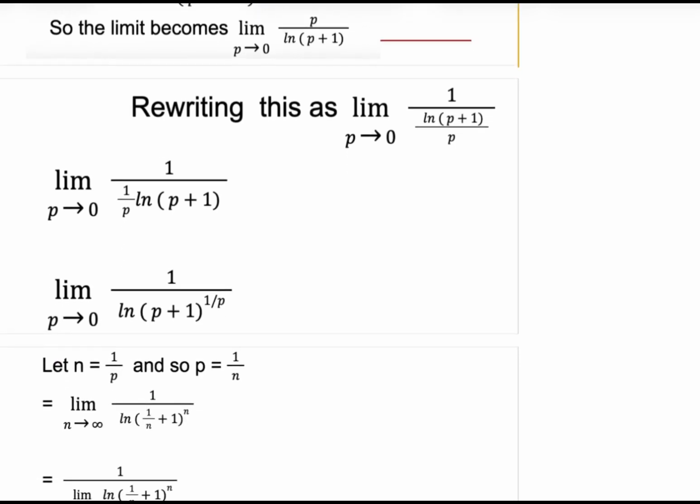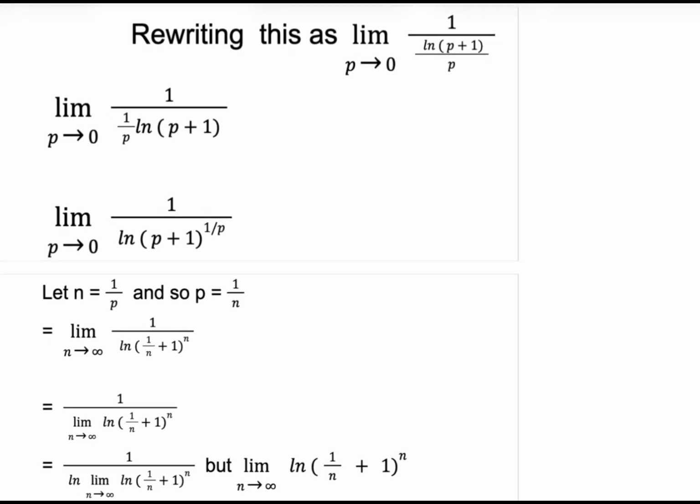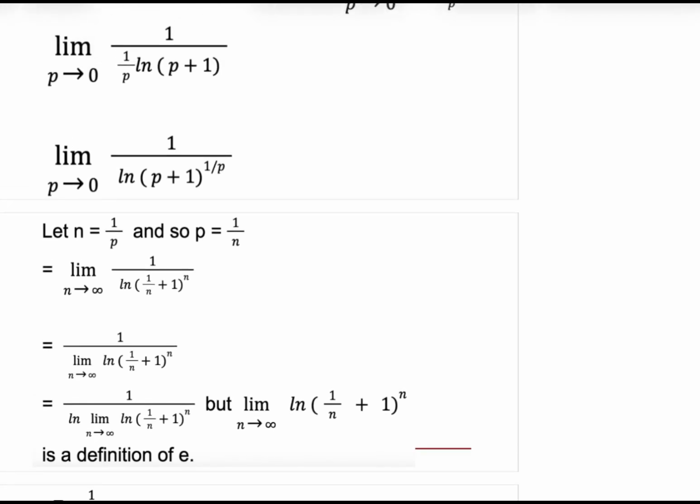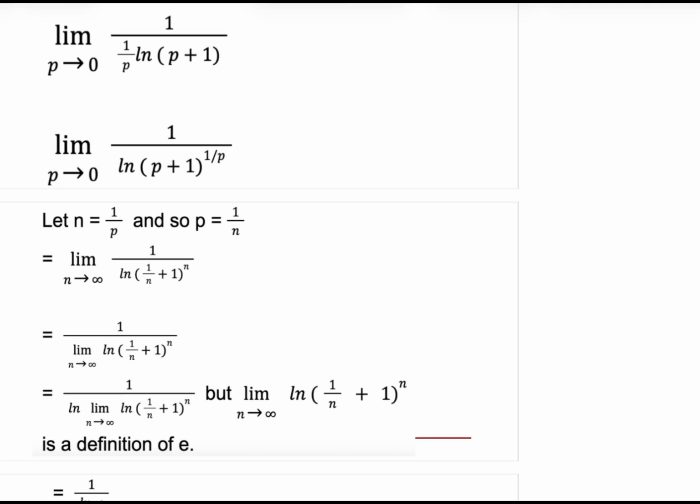And this can be written as a limit as p approaches 0 of 1 over the ln of p plus 1 over p. And so that becomes a limit as p approaches 0 of 1 over 1 over p ln of p plus 1. And so this becomes a limit as p approaches 0 of 1 over ln of p plus 1 raised to the 1 over p, by one of our laws of logarithms. So then we're going to let a letter n be equal to 1 over p. So p is equal to 1 over n.